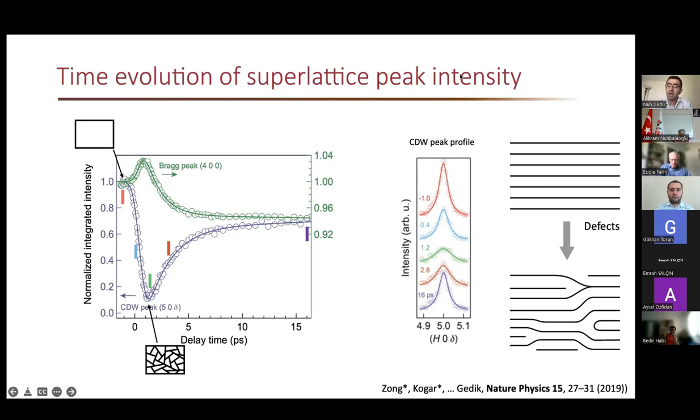Now, I kick with the light, and then it turns out that what light is doing, it puts these defects into the charge density wave. So it used to be a perfect charge density wave. Now I have these defects, right? Now, what would these defects do?